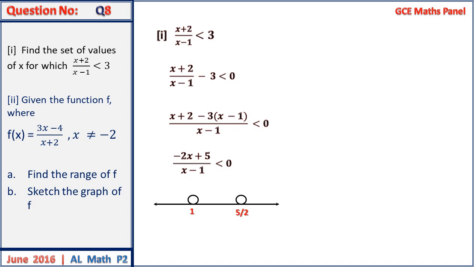On the number line, you can do the testing or you can make a table, and with this table the only regions that satisfy are the region above 5/2 and the region below 1. So in the form of intervals, you can write from minus infinity to 1, and from 5/2 to positive infinity. Or you can use the normal notation: x is strictly less than 1, union x is strictly greater than 5/2.